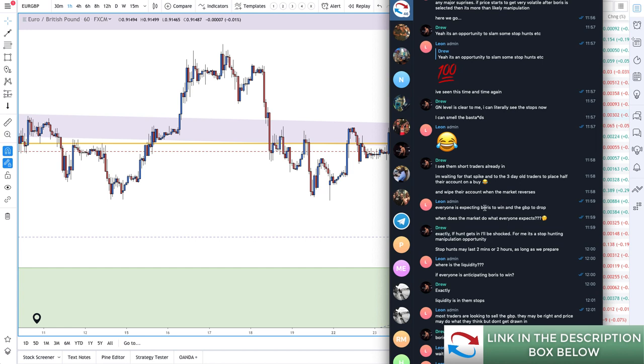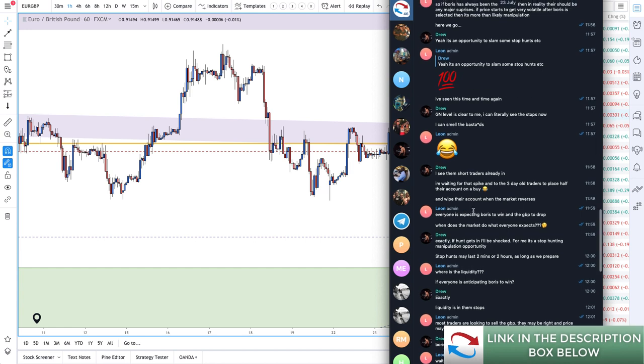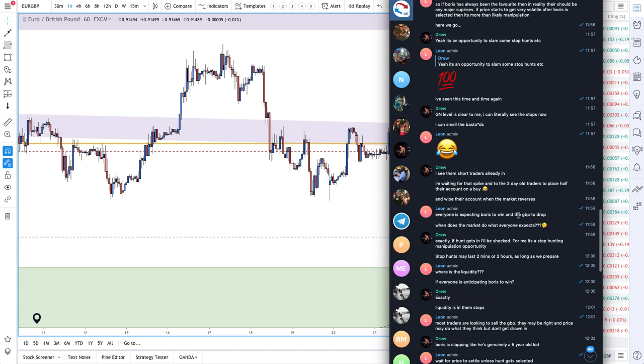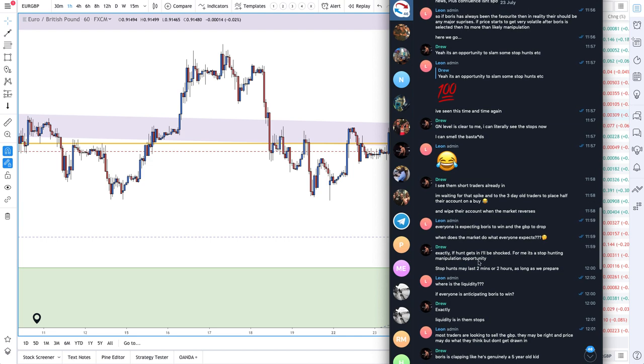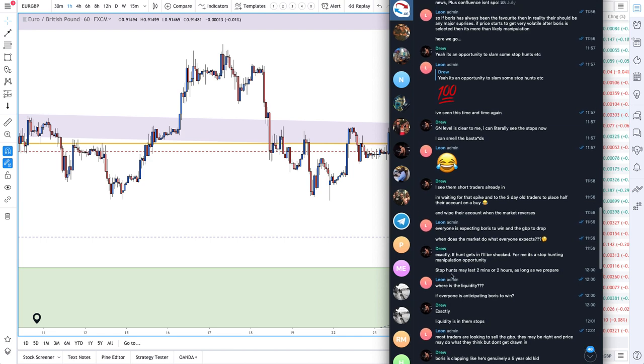And the market reverses, right? Everyone expecting Boris to win and the pound to drop, yeah? It's what everyone is expecting. When does the market do what everyone expects? Exactly. If Hunt's getting it, I'll be shocked. Maybe for me, it's Jeremy Hunt. For me, it's a stop hunting, manipulating opportunity.